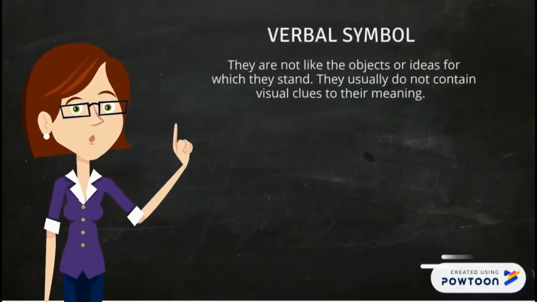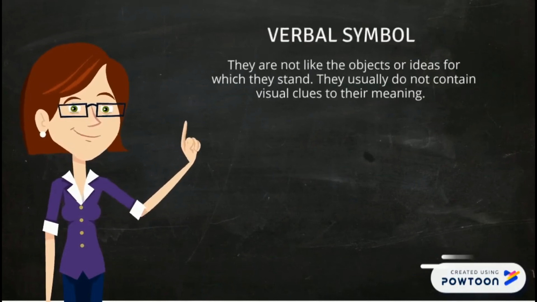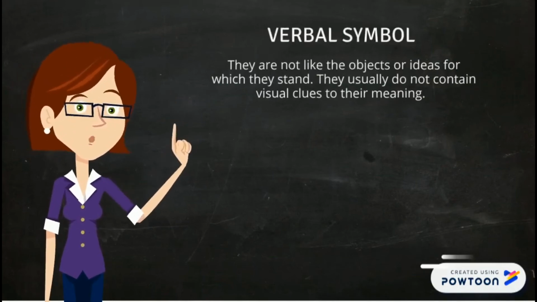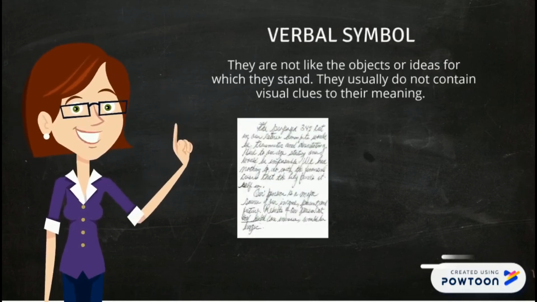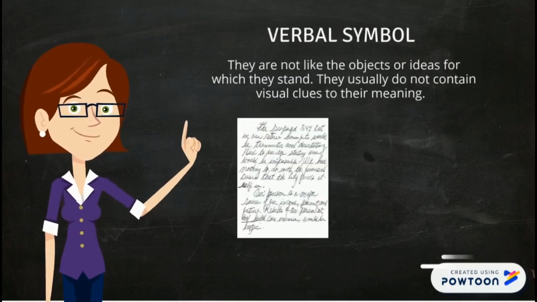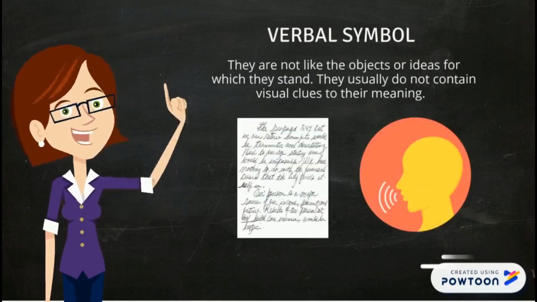Verbal symbols are not like the objects or ideas for which they stand. They usually do not contain visual clues to their meaning. There are two types of verbal symbols: written words and spoken words. Written words are more abstract. On the other hand, spoken words are less abstract.